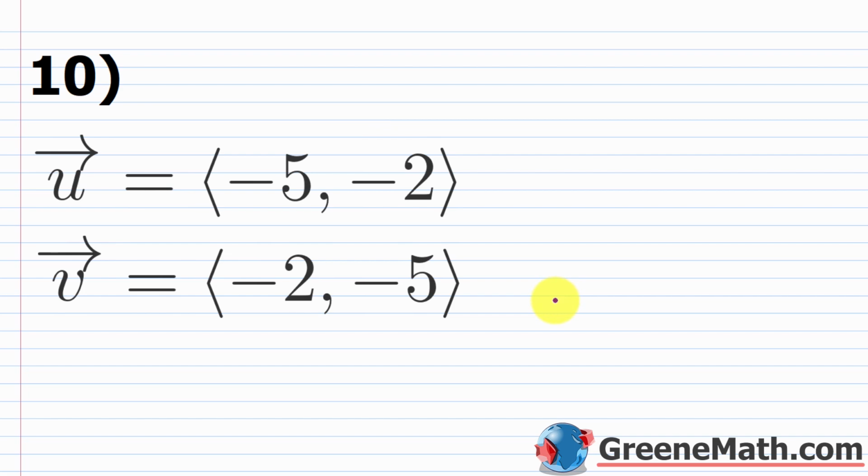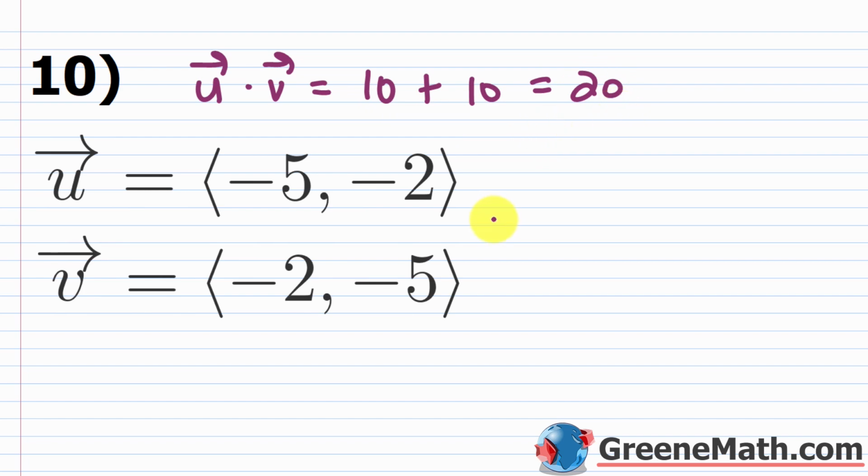Okay, so thinking about this, we have our vector u in component form. We have a horizontal component of negative 5 and a vertical component of negative 2. We have our vector v in component form. We have a horizontal component of negative 2 and a vertical component of negative 5. So if we do u dot v like this, all we're going to do is multiply the horizontal components together. So negative 5 times negative 2, that's positive 10. And then plus multiply the vertical components together. So negative 2 times negative 5, that's going to be positive 10. So this becomes 10 plus 10, which is 20. So that's not 0. So we can just say no. These are not orthogonal vectors.